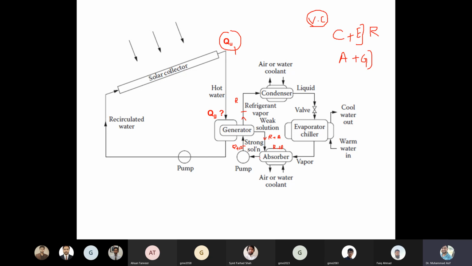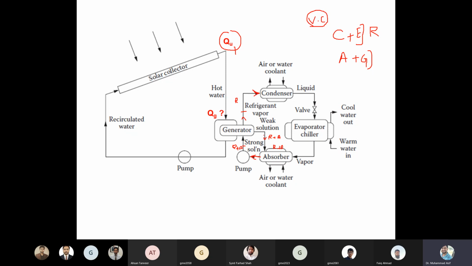The solution which is leaving the absorber is called the concentrated solution, the rich solution, whereas the solution which is coming back into the absorber has a lower concentration of the refrigerant, so it's called a lean solution, right? And here we have just the refrigerant only.